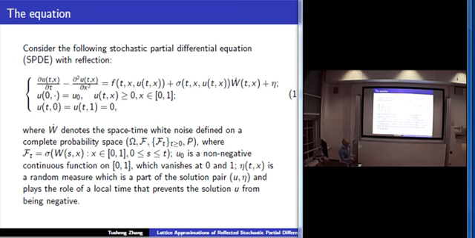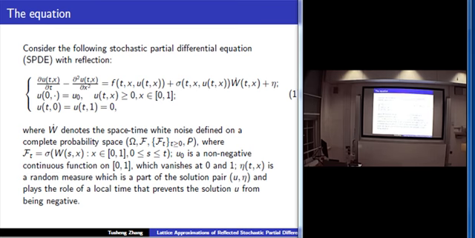First, let me introduce the equation. So this is the equation. Without this term, this is the heat equation. Now this is an external random force. With this we call it a stochastic partial differential equation or stochastic heat equation.